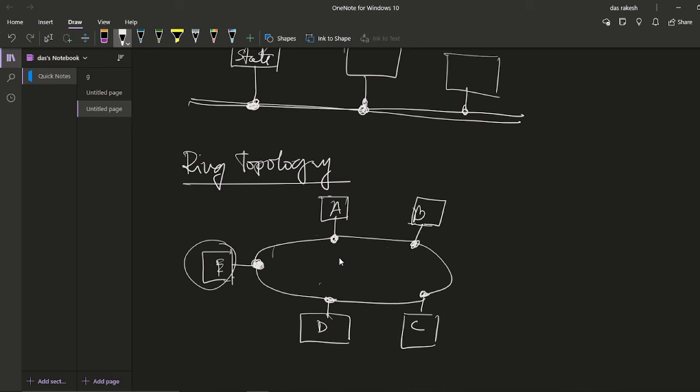Okay, so this is the principle of this ring topology, and there must be a block or communication device present, known as the repeater, because if the signal is attenuated, then via this repeater we amplify the signal again and feed it to another station.